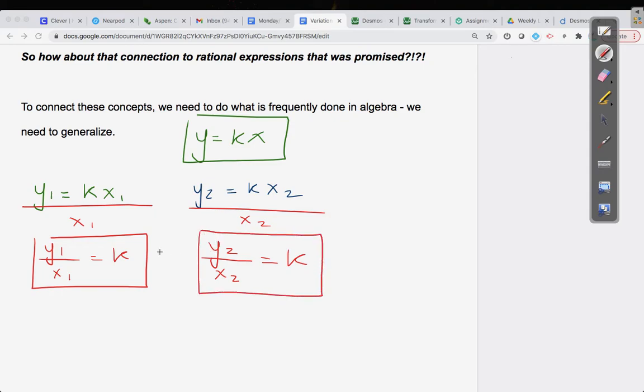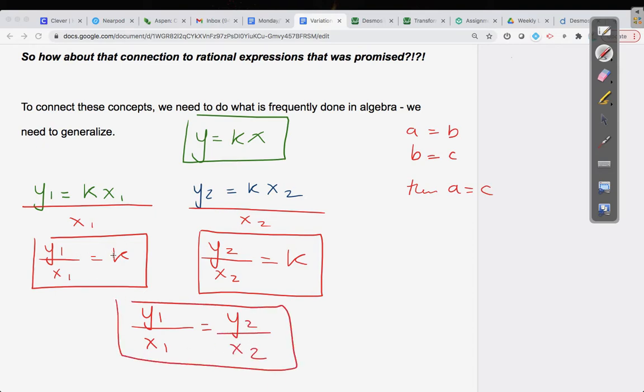Hopefully you know something called the transitive property, where if A is equal to B and B is equal to C, while you may not have been explicitly told anything about the relationship between A and C, you should be able to deduce that, wait a minute, if A is equal to B and B is equal to C, then A is equal to C. That's the same logic we're going to exercise here. This is equal to k, this is equal to k. Well, wait a minute, this ratio and this ratio should be the same. y sub 1 over x sub 1 should be the same as y sub 2 over x sub 2.